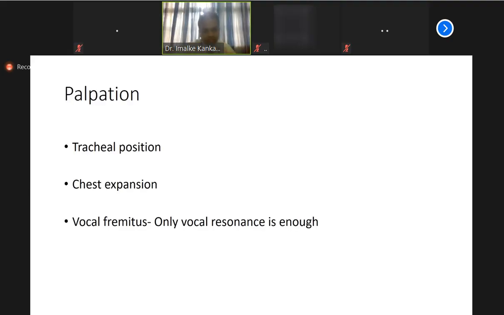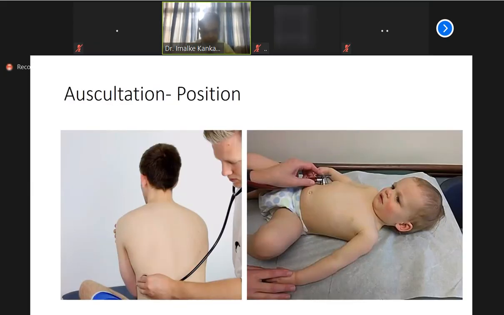So vocal fremitus, if you are going to do with your stethoscope, you don't need to do it through your hand. So this first place is the best position. You ask the child to keep hands like this, and your scapulas will move apart. But in this little young age, you will not be able to ask children to do that. You will have to do it in probably the most comfortable way to the child.